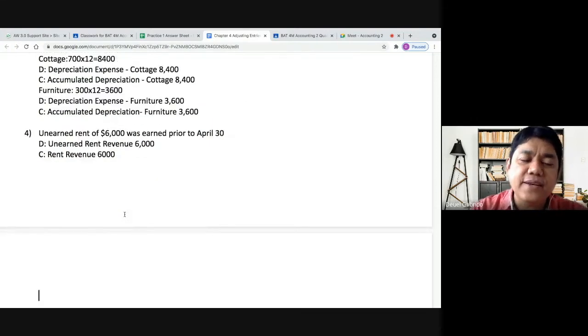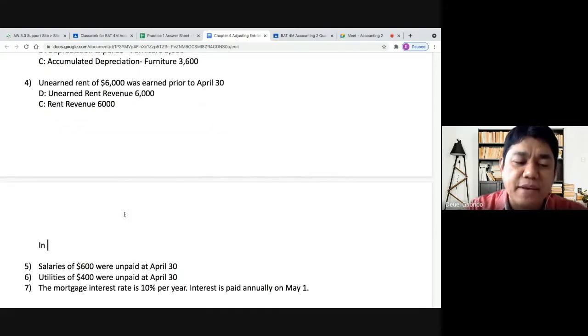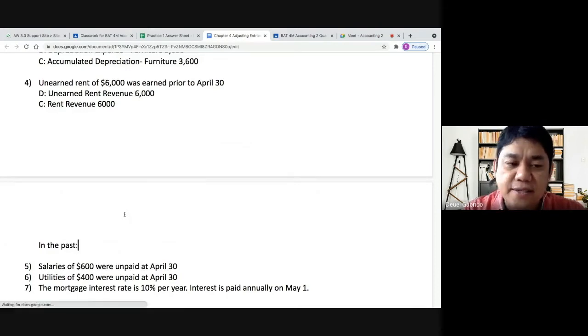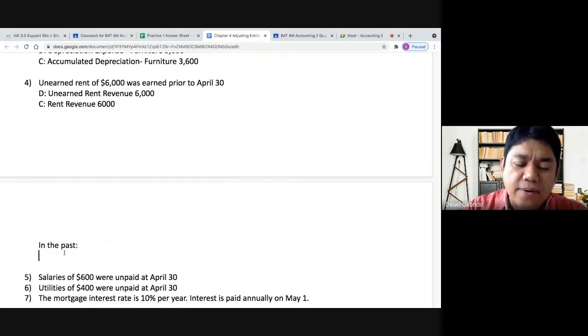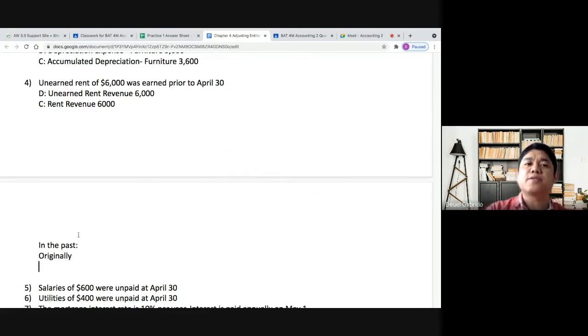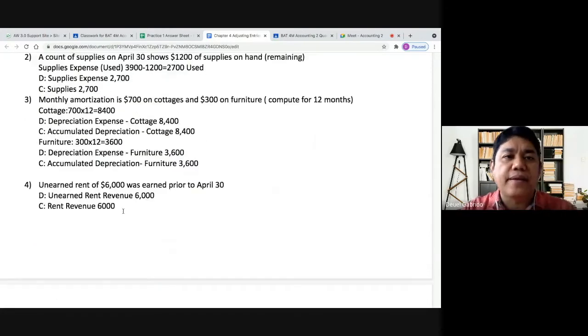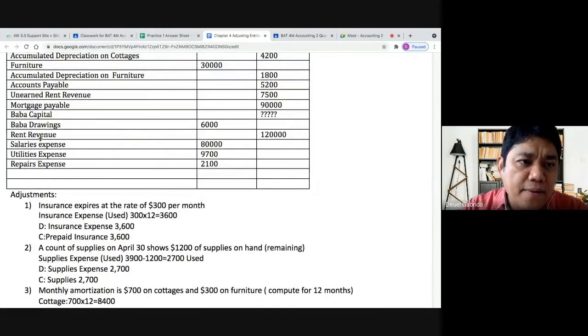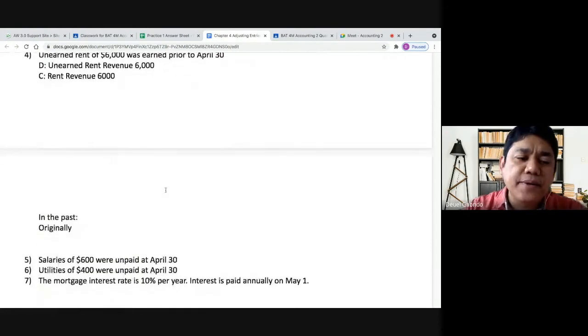Let me tell you again, guys. In the past, let me give you a background, because probably people are confused. This is the history. Original entry when we got the money from the customer. Just to explain that to you again. Unearned rent of 7,500. So originally, guys, the renter gave us the 7,500. You know what I'm saying? So therefore, we get cash.